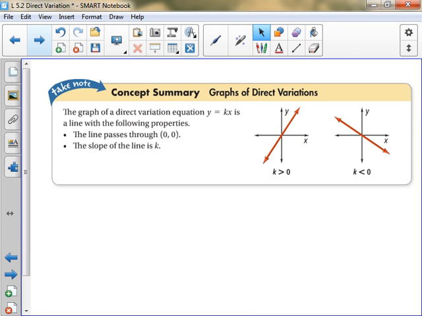Now here's a summary. Whenever you have a direct variation equation, the graph will always pass through the origin. It will always pass through 0, 0. You'll never have a direct variation equation like the green lines I'm drawing. It will never look any different than what it looks like when it passes through the origin.